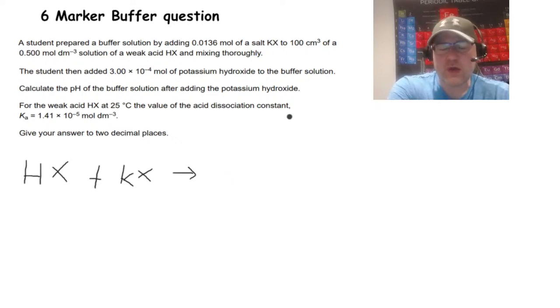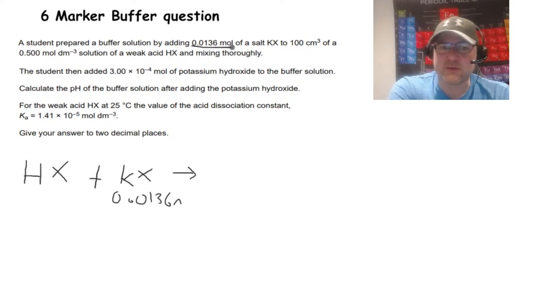What do we want to do? What I want to do first of all is say, how much have I got? I've got 0.0136 moles of my salt. How many moles of acid have we got?